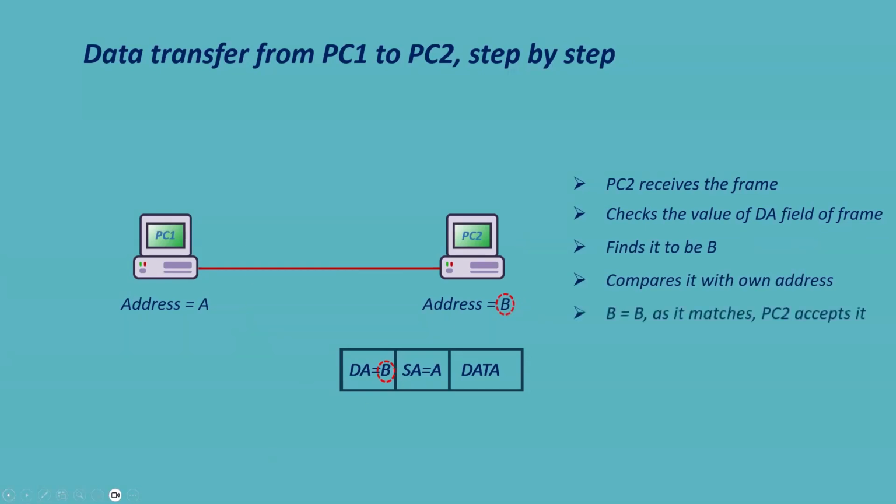It does match. So hence PC2 knows that yes, since my own address matches with the destination address of the frame, of the envelope, it is intended for me. Hence, I can accept it. If it had not matched, it would have dropped it or rejected it. Okay. So these are the important aspects that I wanted to cover in this lesson.